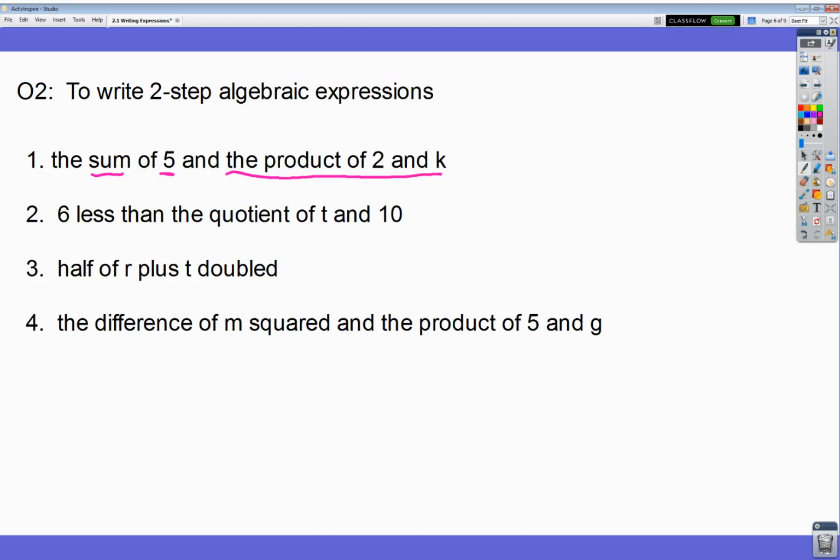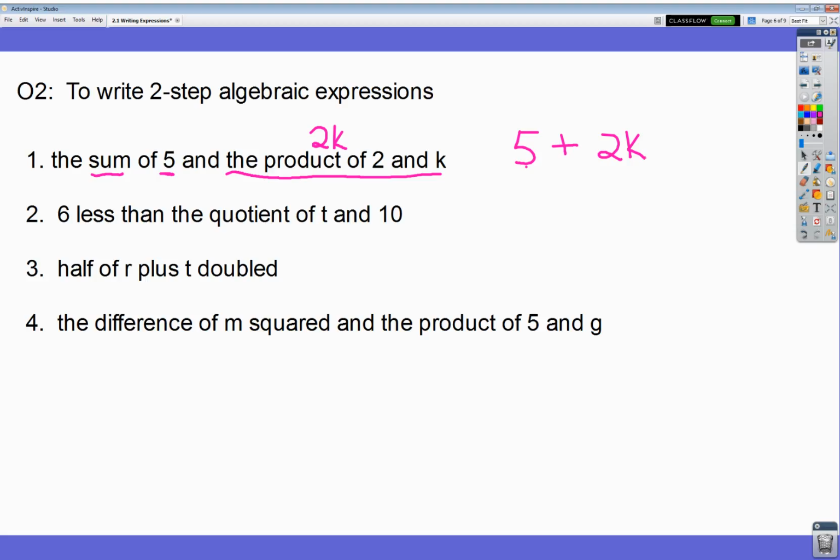So 5 is just 5. The product of 2 and k we could write as 2k. So we have the sum of 5 and the product of 2 and k. So we're going to add 5 and the product of 2 and k together.